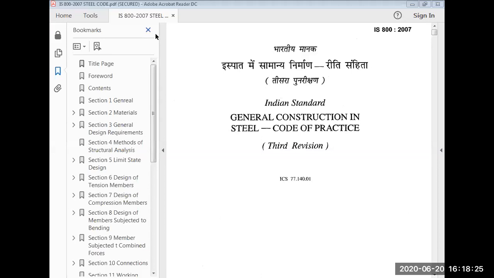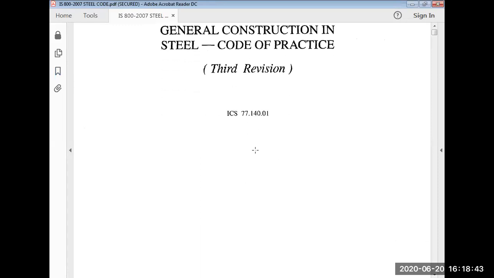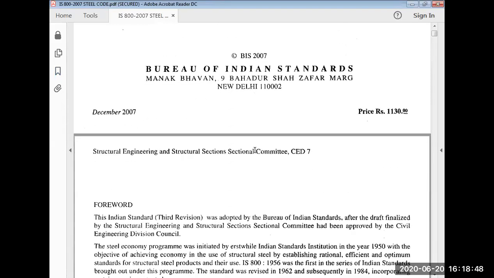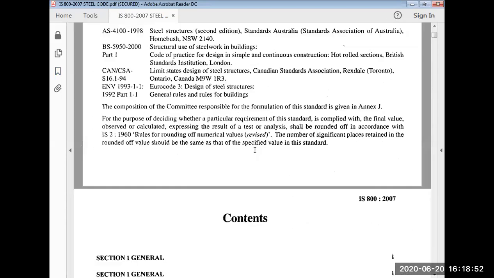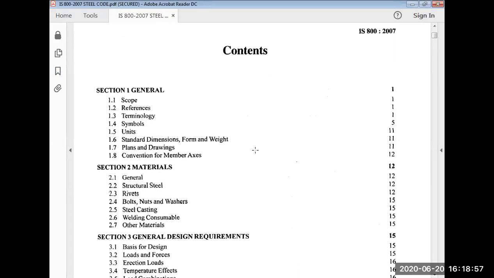Now visible. Okay, this is the IS 800 2007. You can see here, general construction in steel, code of practice. This is the third revision of this IS code. Now you can see here, so many more pages are there. I will show you the contents of this IS code, what is included in it.